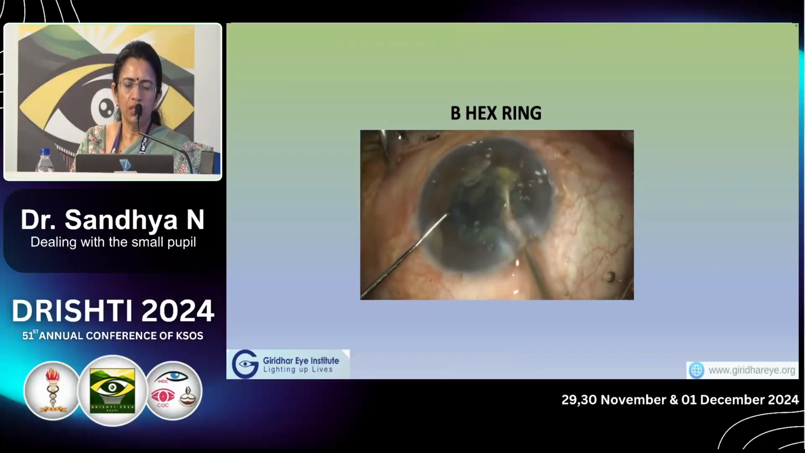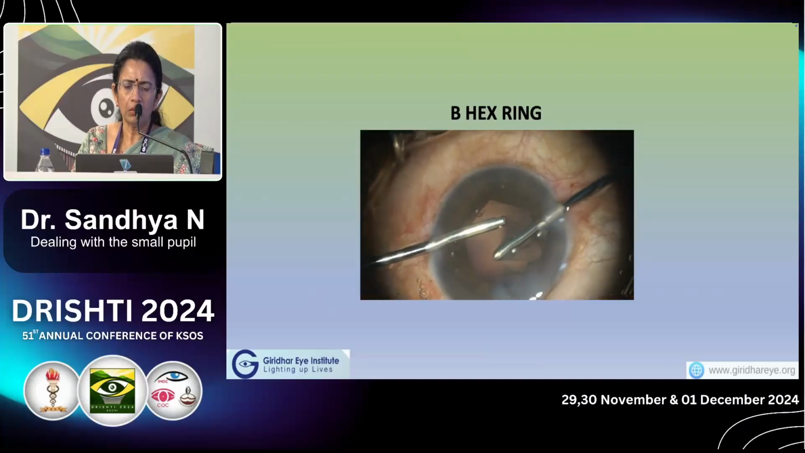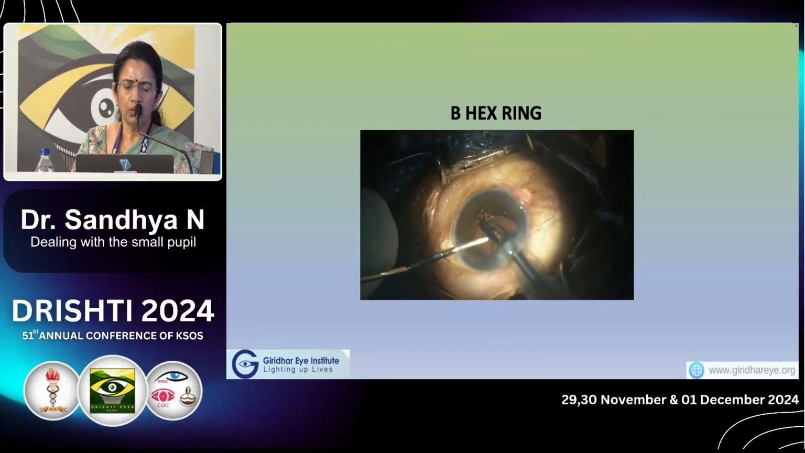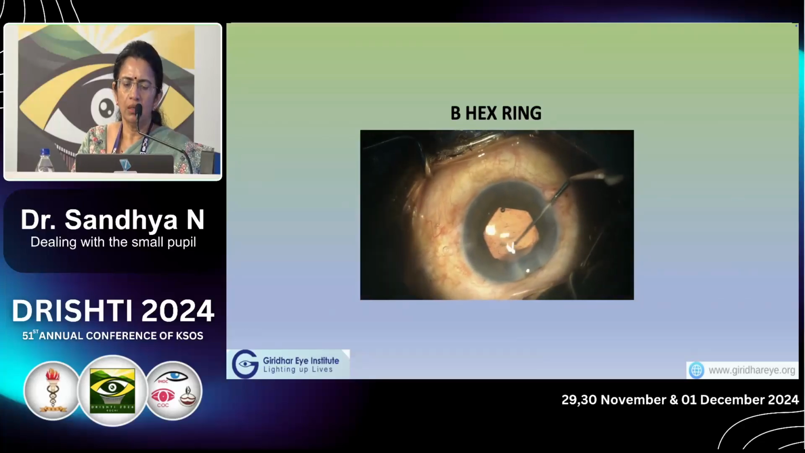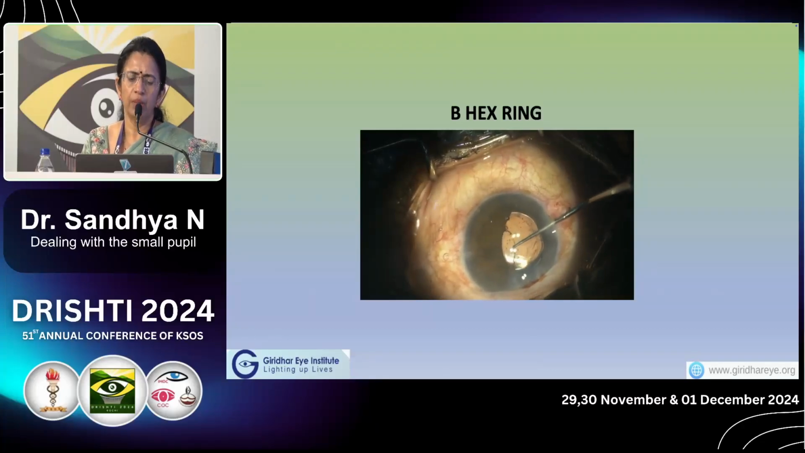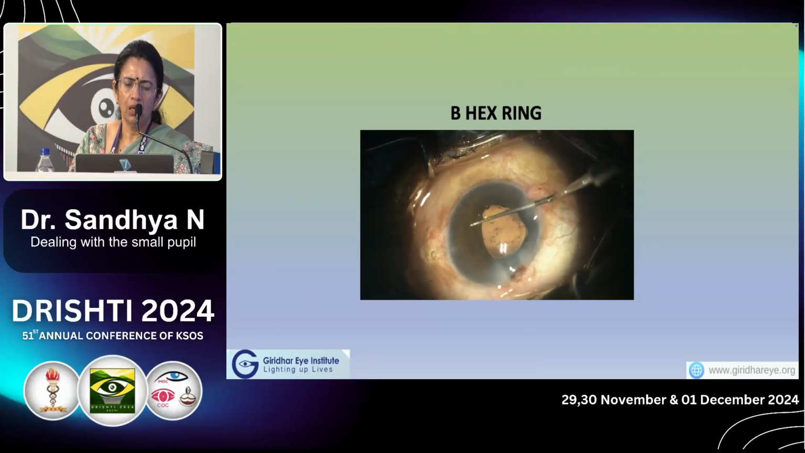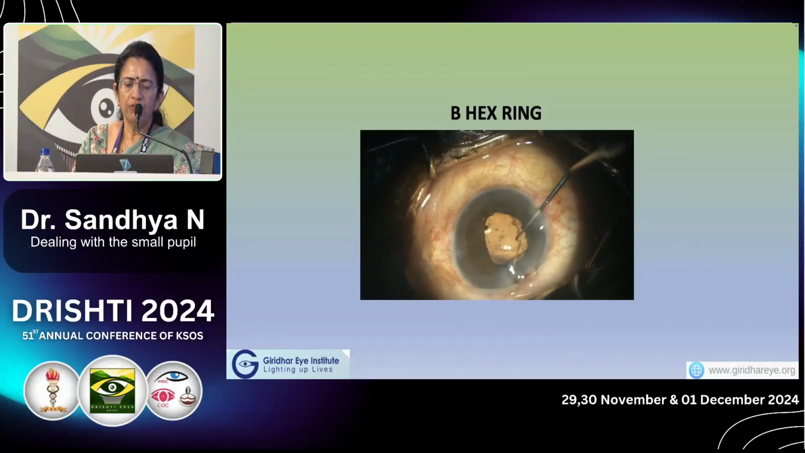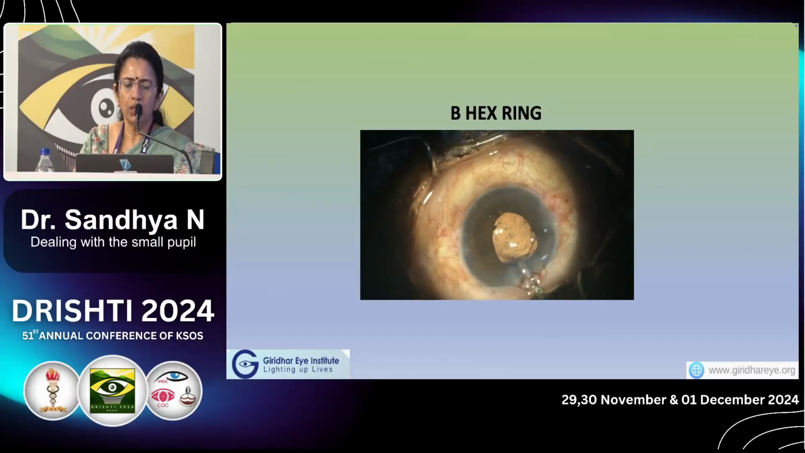And then after nucleus emulsification, cortex removal was done. And then using the Sinskey hook, these rings were released from the pupillary margin. You may get some mild pigment dispersion when you are taking out this hook from the pupillary margin. And then it is very flexible, and you can just take it out through the incision like this.